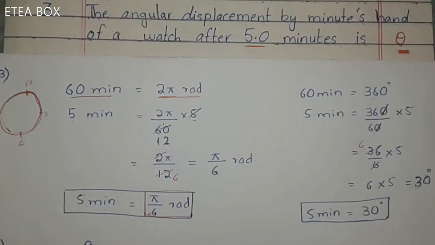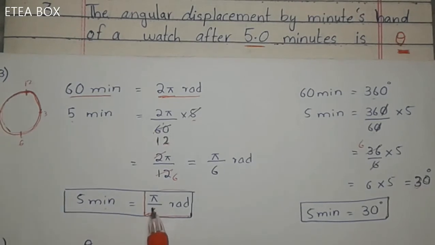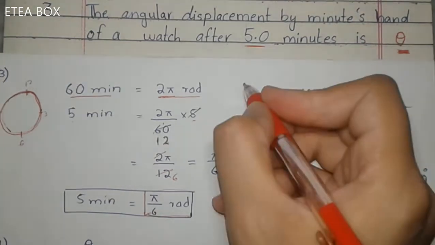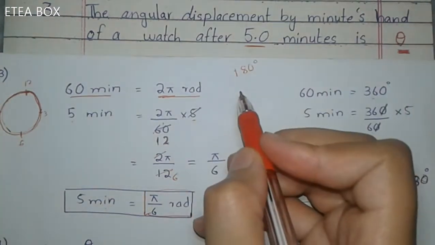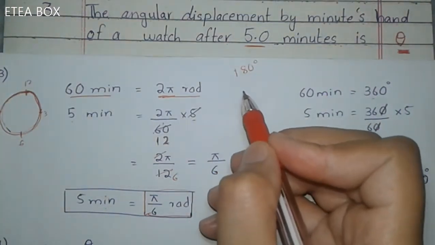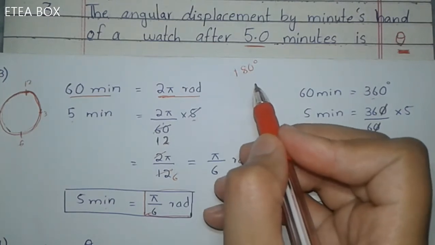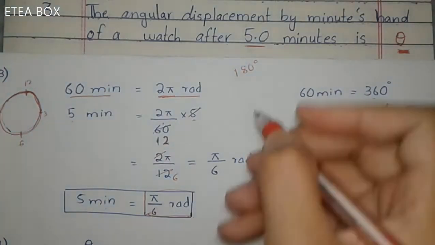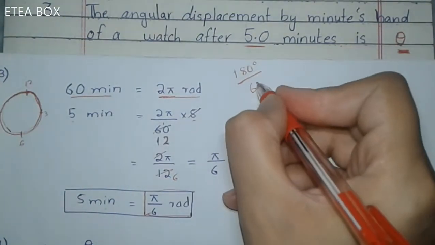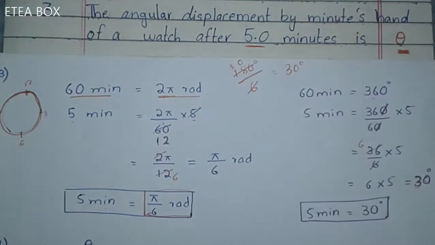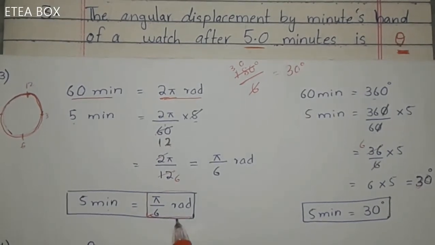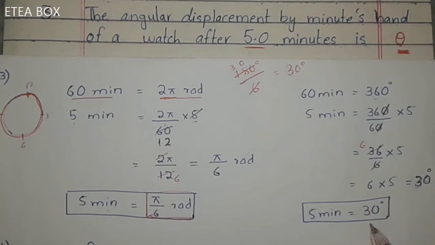Okay, after 5 minutes it will cover a 30 degree angle, and in radian it will cover pi by 6. You can also convert this pi by 6 into degree. We know that pi is equal to 180 degree. You have to memorize this: 2 pi is equal to 360 degree, pi is equal to 180 degree, pi by 2 is equal to 90 degree. So pi is equal to 180, divided by 6. Now 6 ones are 6, 6 3s are 18 and 6 zeros are 0. So we will get a 30 degree angle. It can also be converted like this. So the answer in radian is pi by 6 radian, and the answer in degree is 30 degree.